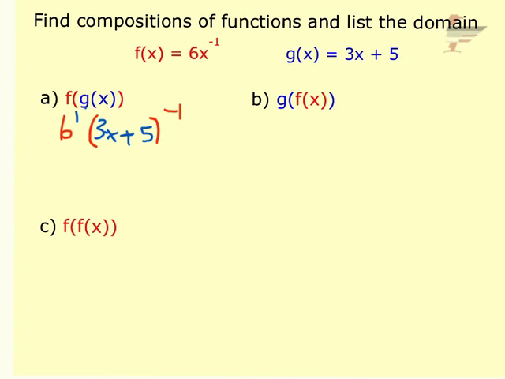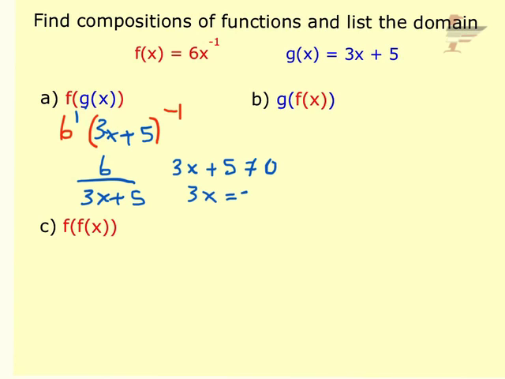Technically, that 6 is raised to the first, so that does not flip. 6 stays on top. 3x plus 5 flips down to the bottom. Now, what's your domain? I cannot divide by 0, so whatever this quantity is in my denominator, it can't equal 0.